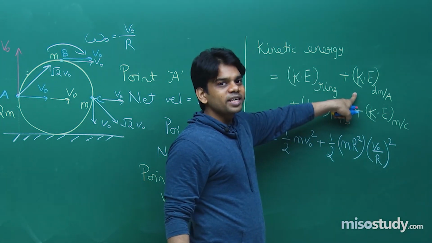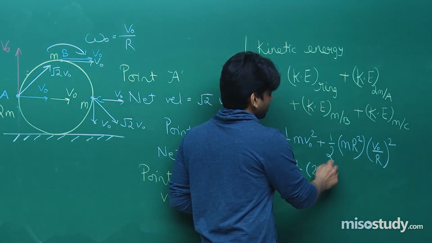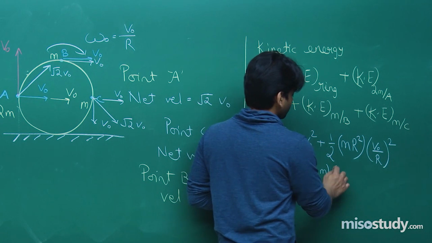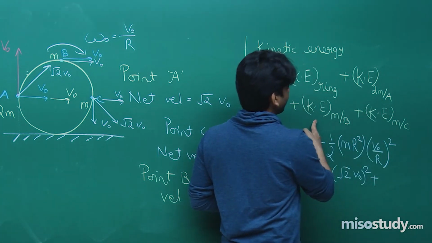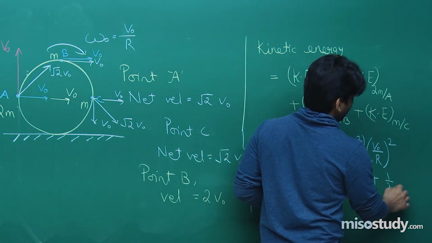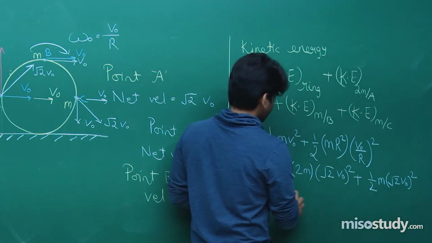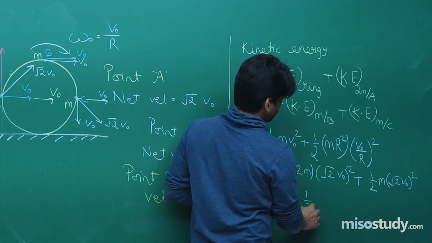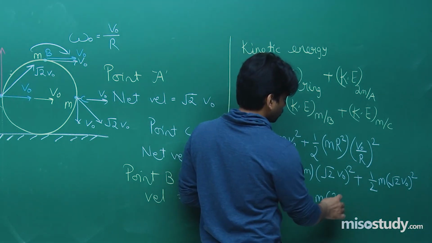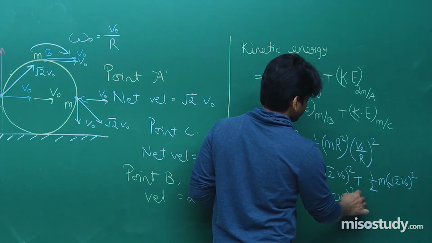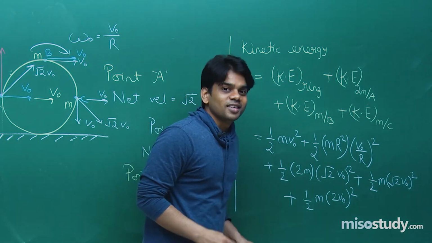The kinetic energy of 2m placed at A will be half into mass, its velocity root 2 v naught whole square, plus the kinetic energy of the mass at B, that is half m root 2 v naught whole square, plus the kinetic energy of the mass at C, so half m 2 v naught whole square. Now clearly you can solve this. You have to just carry on with the calculation.